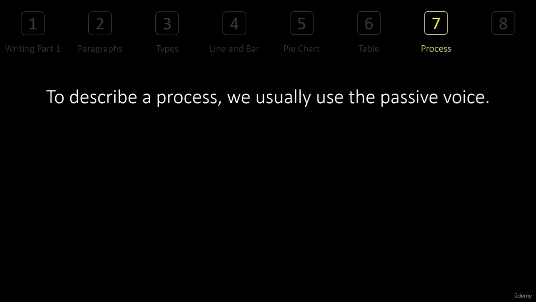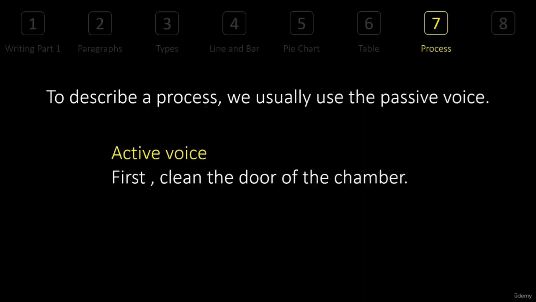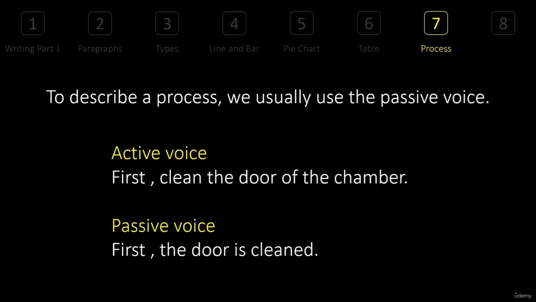Okay. Now, in order to describe a process, we use the passive voice. What is passive voice? Let me explain. Passive voice is just a way of saying things where we put the object first, not the subject. For example, in active voice: first clean the door of the chamber. Good. Now let's see it in the passive voice. First the door is cleaned.